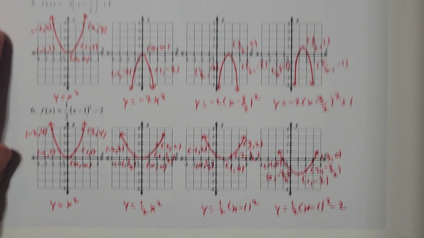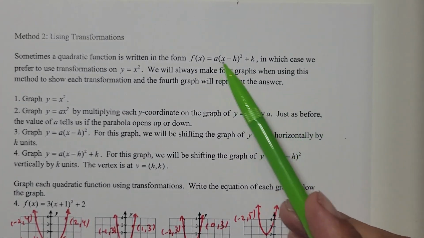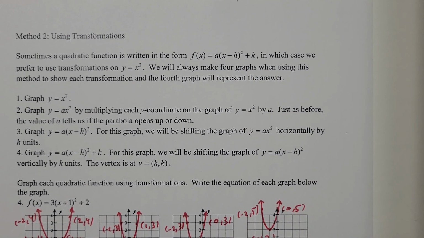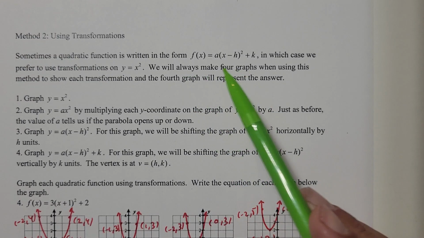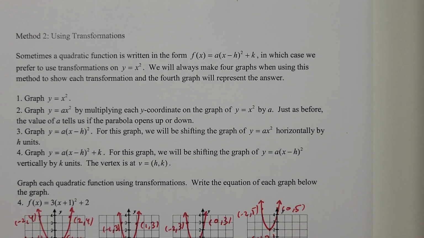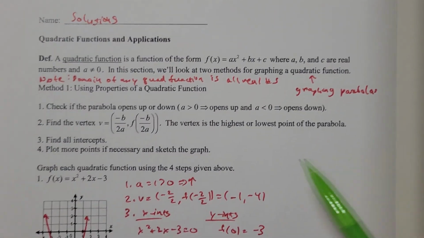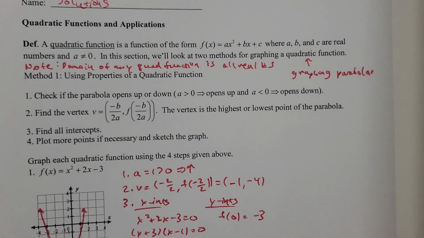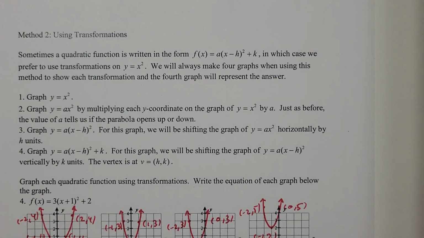So keep in mind that this form here is a parabola. And one nice thing about being in this form is that you already know what the vertex is. So there's no calculation like we saw over here where it's -b over 2a, f of -b over 2a. We don't have to do that. So that is one advantage of being in vertex form, I guess.